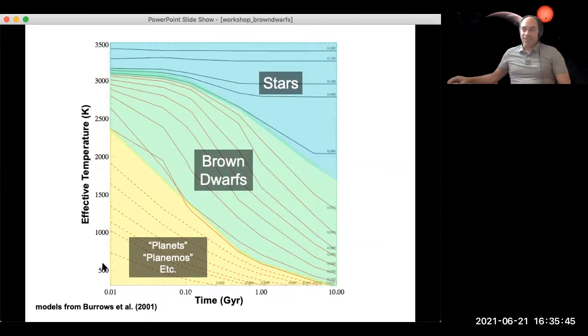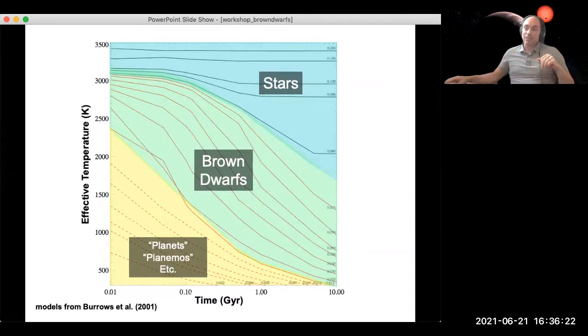Now, there's another category that's listed here, and they're called various things by various people. Sometimes they're called planets, sometimes they're called planemos, sometimes they're called sub-brown dwarfs. It's hard to figure out a name for them. The reason they're separated is that there's actually a few elements that could be fused in addition to hydrogen, including deuterium. And I should say deuterium and tritium fusion is one of the main ways that fusion experiments are happening here on Earth, because that's the easiest fusion reaction to make happen.